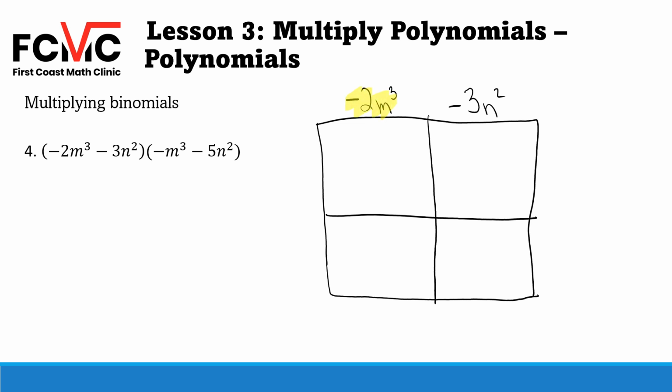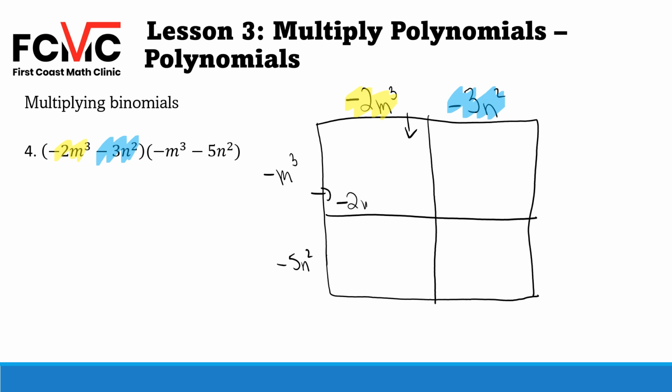So my negative 2m to the third is here. Negative 3n to the second is here. So then this is going to be negative m to the third, negative 5n to the second. All right, so now we're going to multiply down and across.